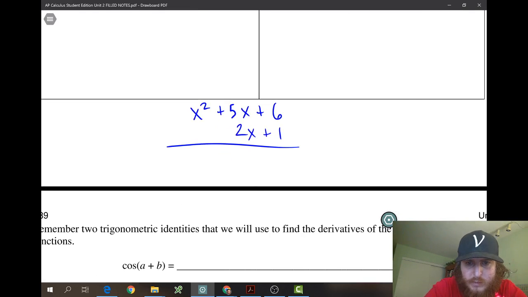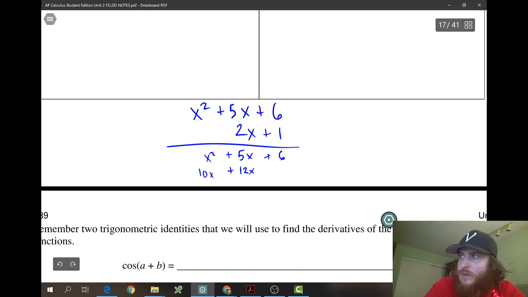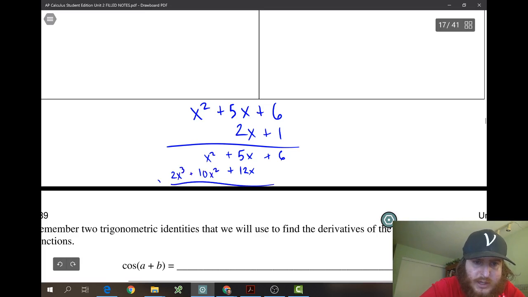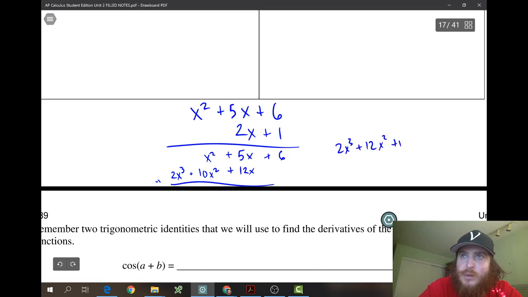So 1 times 6 is 6, 1 times 5x is 5x, 1 times x squared is x squared. Then 2x times 6 is 12x. I'm going to put it with the x. 2x times 5x is 10x squared. And then 2x times x squared is 2x cubed. And then we're just going to add those up. I'll kind of write this off to the side. So we get 2x cubed plus 12x squared plus 17x plus 6.